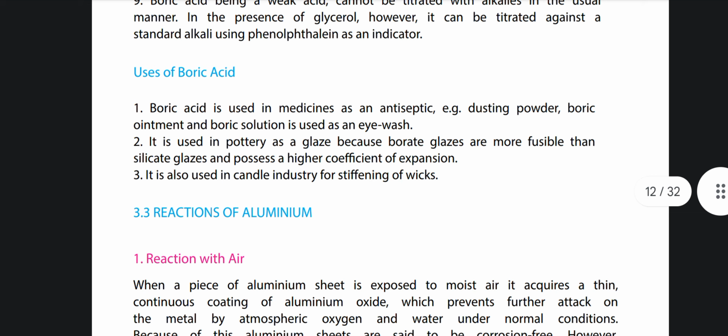Uses of boric acid. Number 1, boric acid is used in medicines as an antiseptic, for example, dusting powder, boric ointment, and boric solution used in eye wash. Number 2, it is used in pottery as a glaze because borate glazes are more fusible than silicate glazes and possess a higher coefficient of expansion. And it is used in the candle industry for the stiffening of wicks.